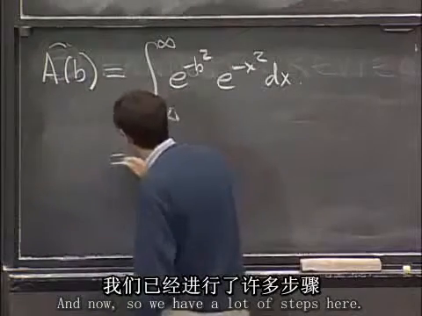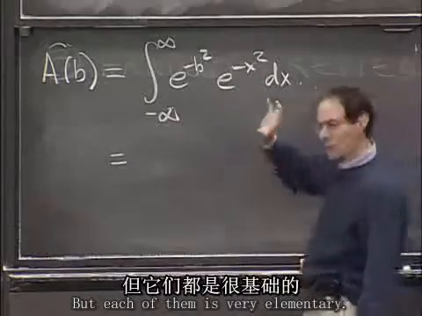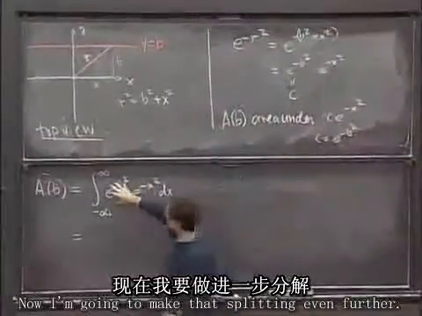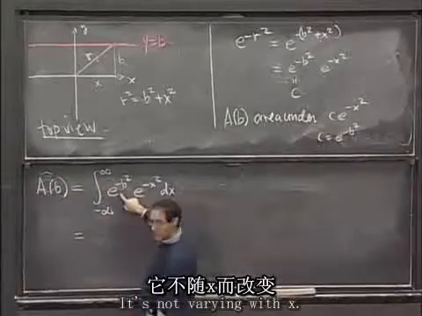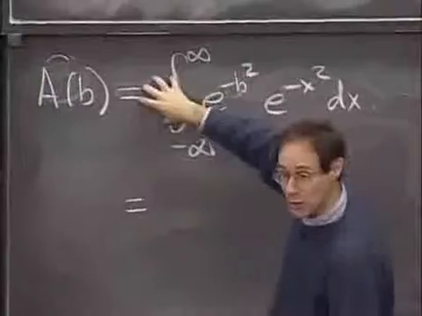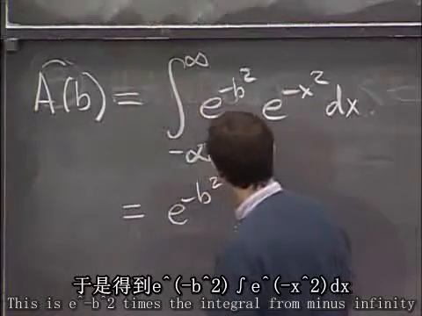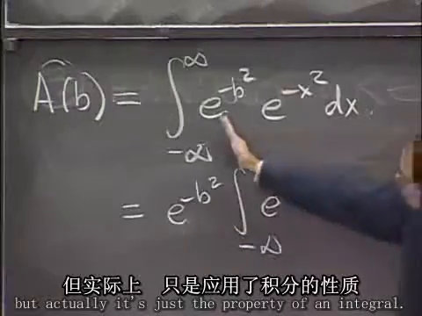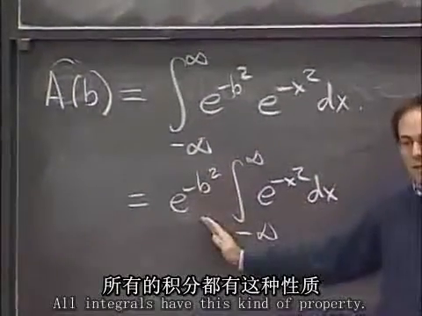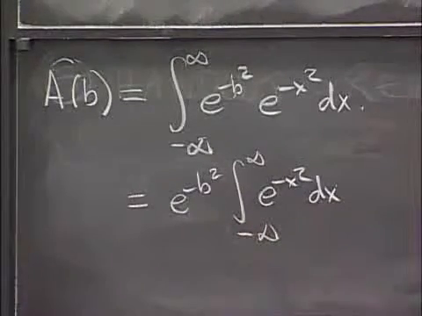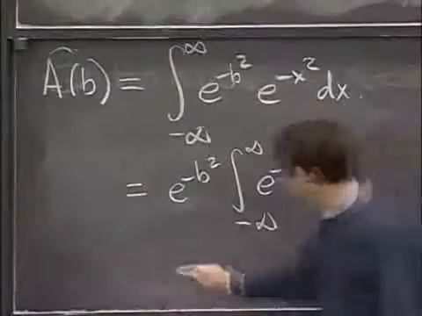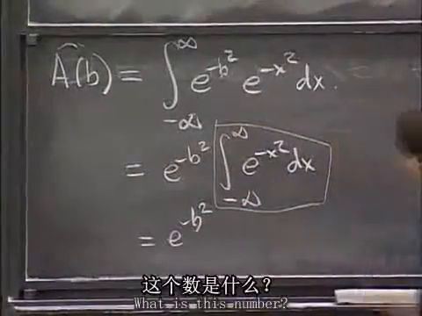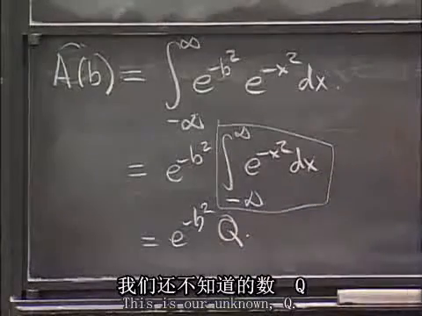And now, we have a lot of steps here, but each of them is very elementary. The first one was just the law of exponents, that we could split the two into products. Now I'm going to make that splitting even further. This is a constant. It's not varying with x. So I'm going to factor it out of the integral. This is e to the minus b squared times the integral from minus infinity to infinity of e to the minus x squared dx. So this might look frightening, but actually it's just a property of an integral. All integrals have this kind of property. You can always factor out a constant. And now here comes the remarkable thing. This is e to the minus b squared times a number which is now familiar to us. What is this number? This is what we're looking for. This is our unknown, q.